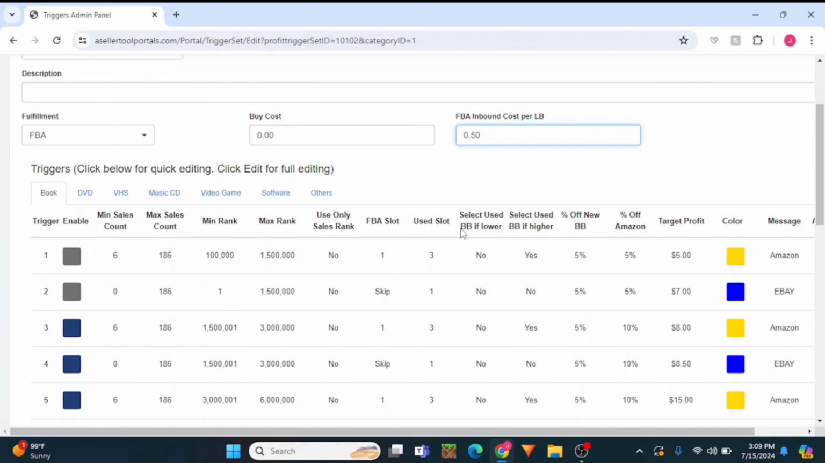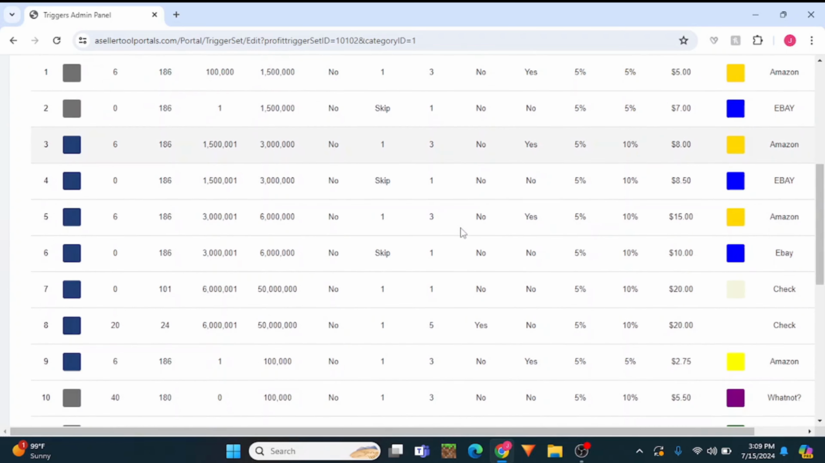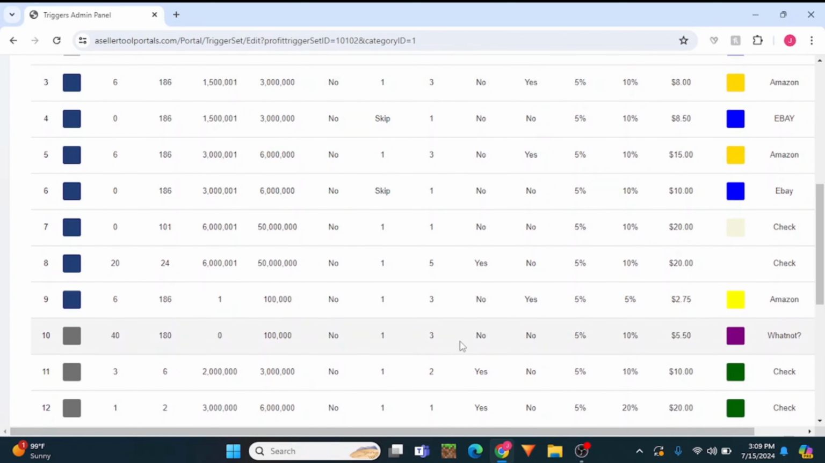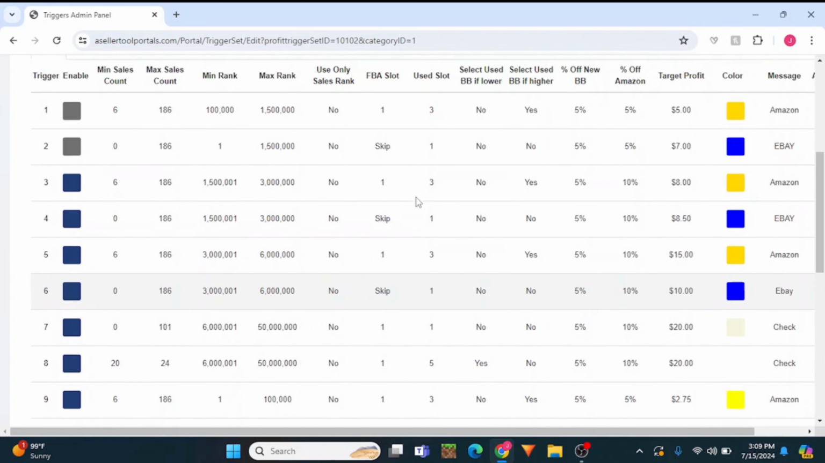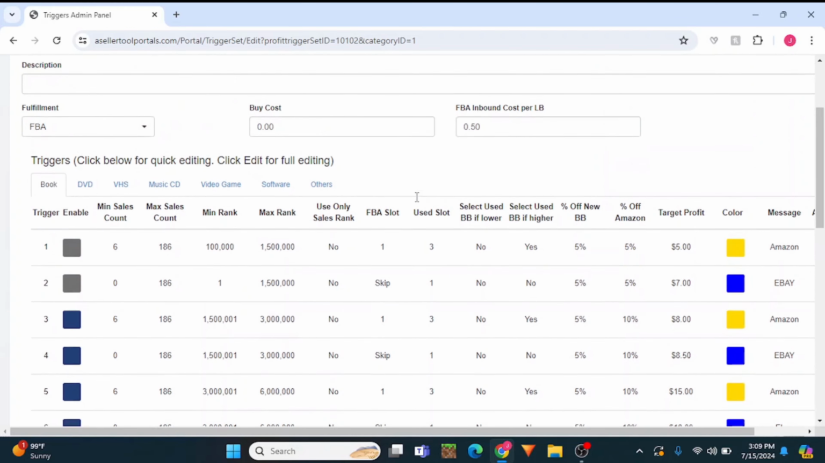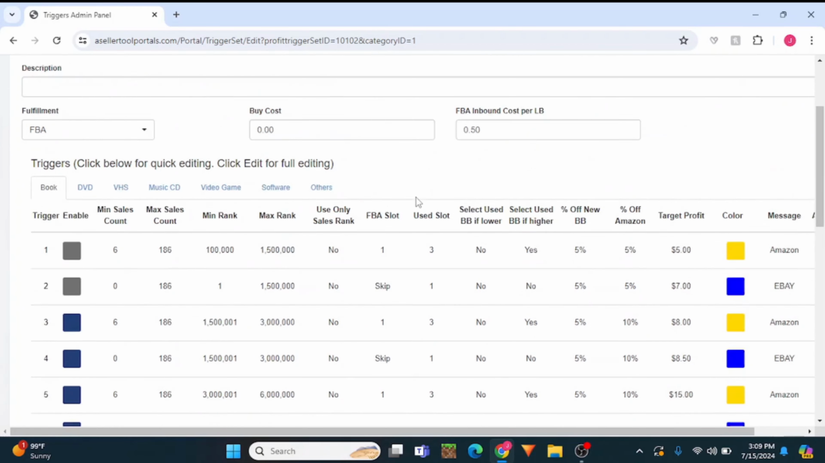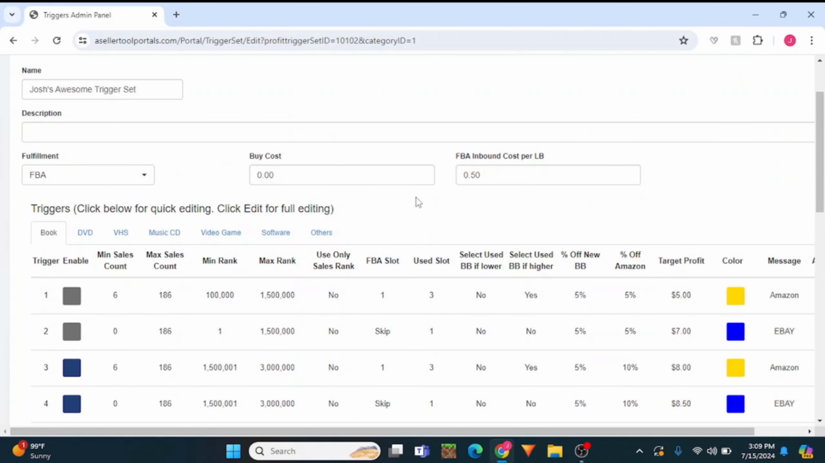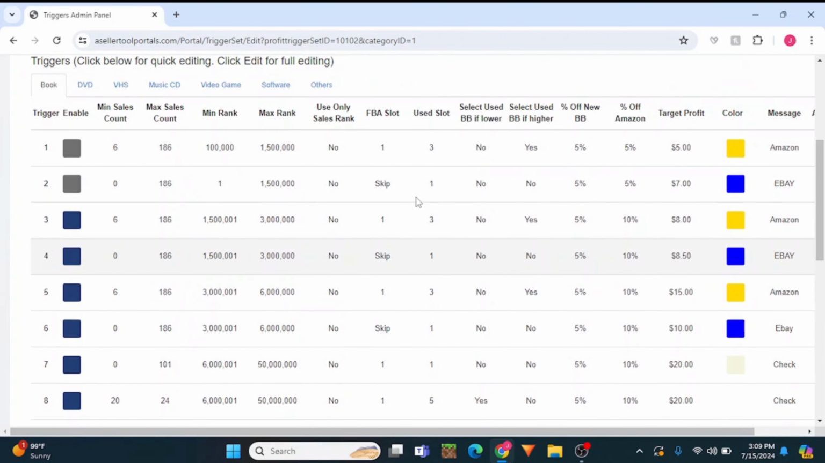I do not suggest copying them exactly because, you know what? Your business is going to be a lot different than mine. This is what is currently working for me. I am seeing success with it. I'm making some money with it, and it's working for me. The whatnot one did not work, so please ignore that. That did not work at all. But yeah, anyways, these are my triggers. This is what I use. Do with them what you will.